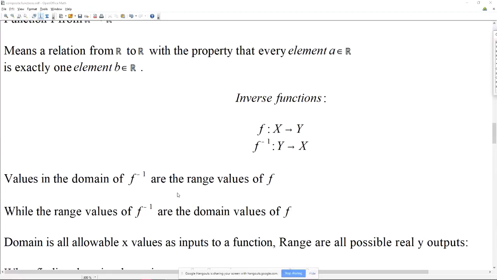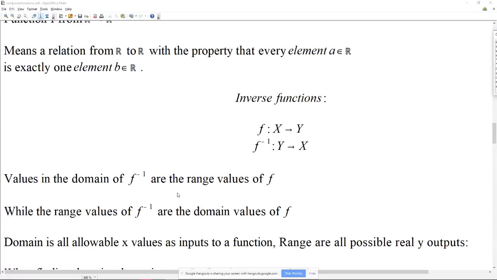Square root. Right, because they cancel each other out. They're the inverse. They do the opposite function. One squares it, and the other one takes the square root. So basically, they negate each other. So the values of the domain of the inverse are actually the range of the values of the function, and then the range of the values of the inverse are the domain values of the function.